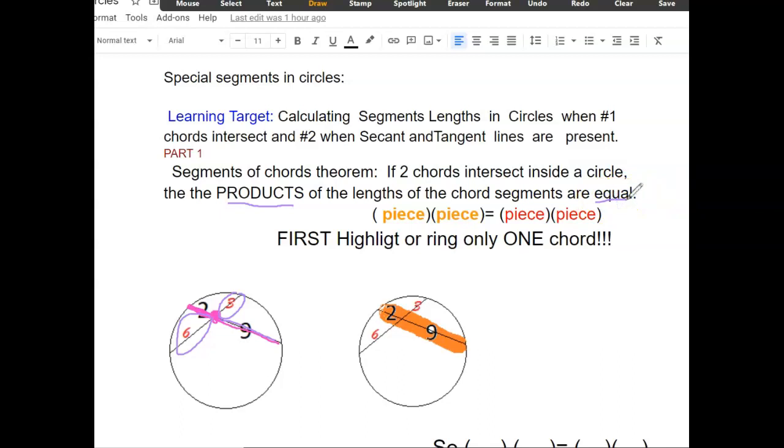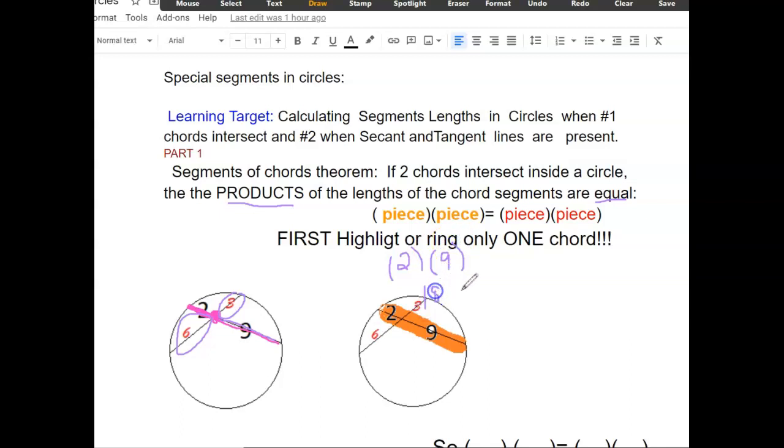So this is what you do. The first thing you do is highlight one of them. It doesn't matter which chord you highlight. I'm picking this chord right here, with pieces 2 and 9. So I highlight one, and then I find the pieces. This piece is 2 centimeters, so 2 centimeters times the other piece. Piece times piece. The other piece is 9, so I multiply 2 times 9. 2 times 9 is 18.